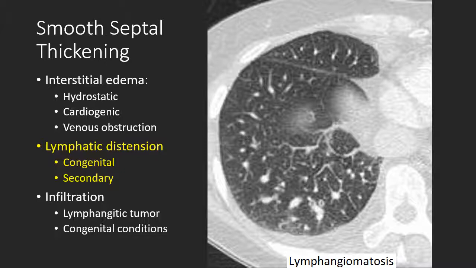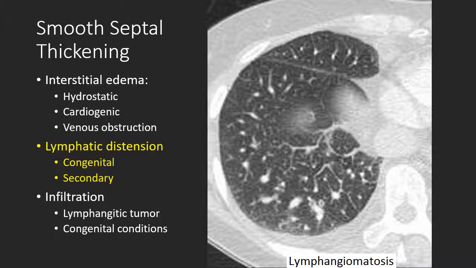Even though it's a congenital disorder, you'd expect it to be present at birth. It may not actually produce symptoms until adulthood or adolescence. It has to do with hormonal stimulation. But you could also develop secondary pulmonary lymphangiomatosis. And this happens in people that have injuries to their thoracic lymphatic system, so like thoracic duct injuries following trauma or surgery. And this is what we're seeing here.